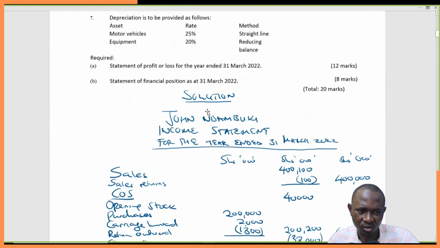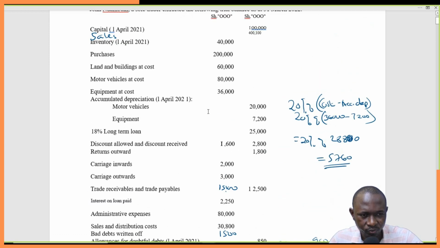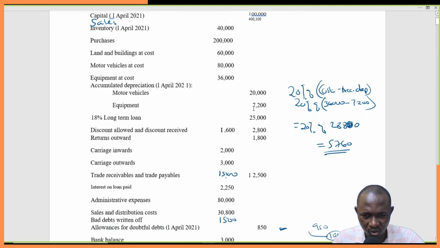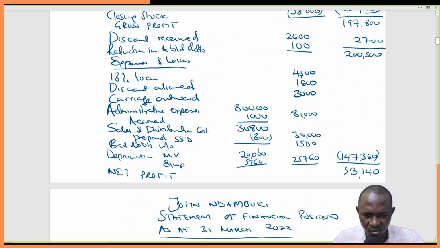Then for the motor vehicle, we have how much? This is 80,000. The accumulated depreciation before was 20,000, and the depreciation for this year is also 20,000, so that makes it 40,000. So accumulated depreciation at the end of this year is 20,000 plus the 20,000 that we have just calculated.